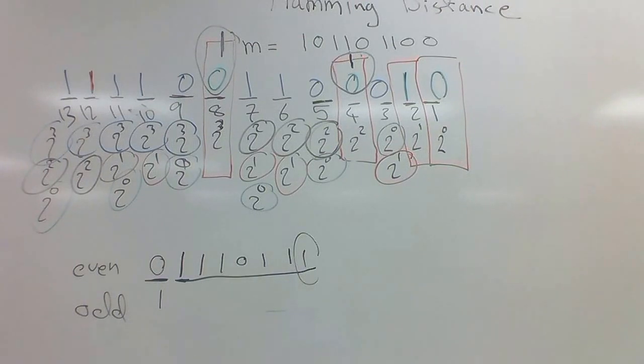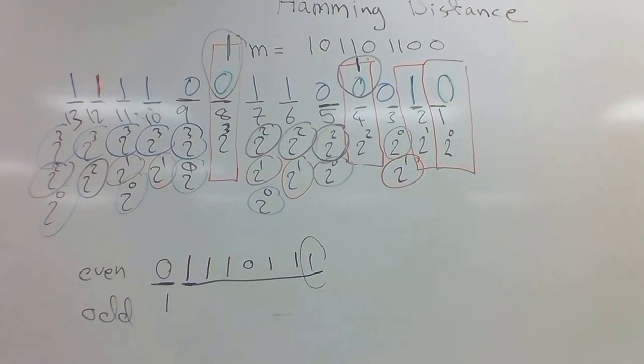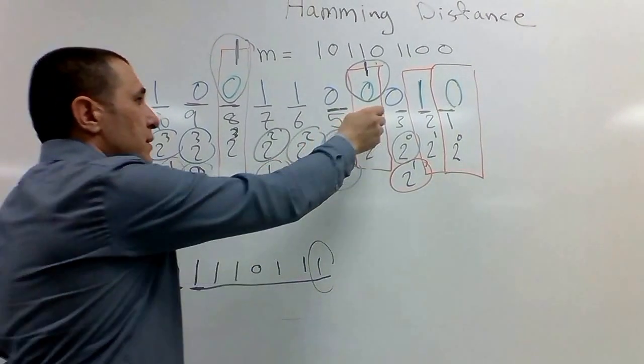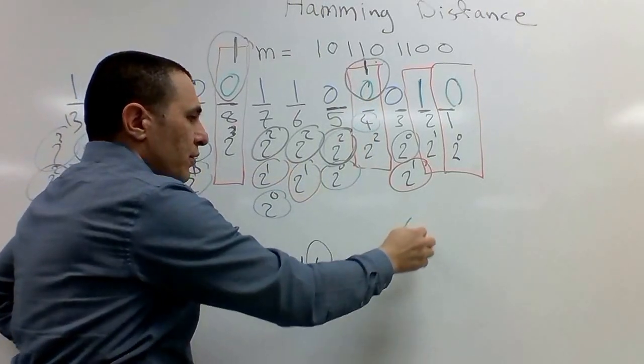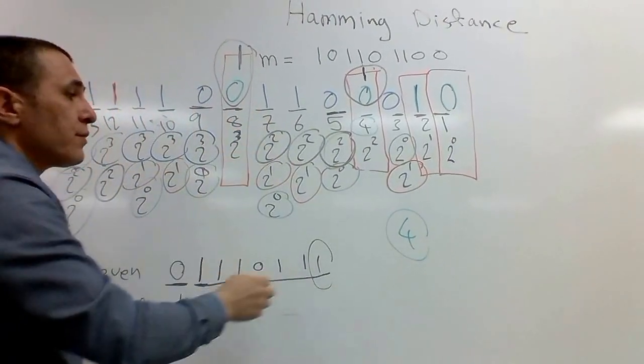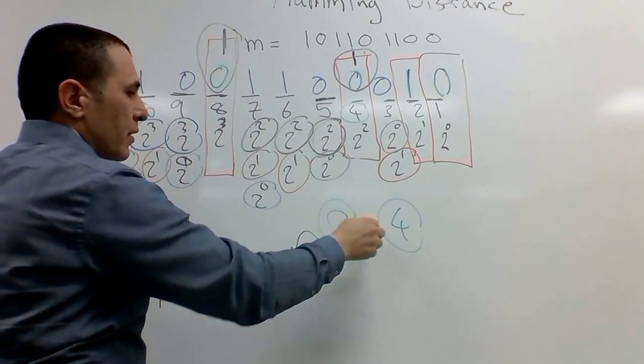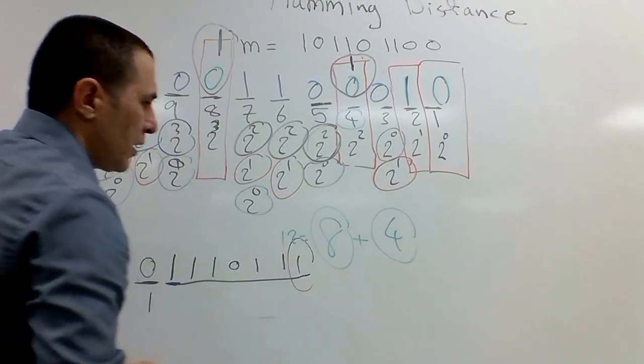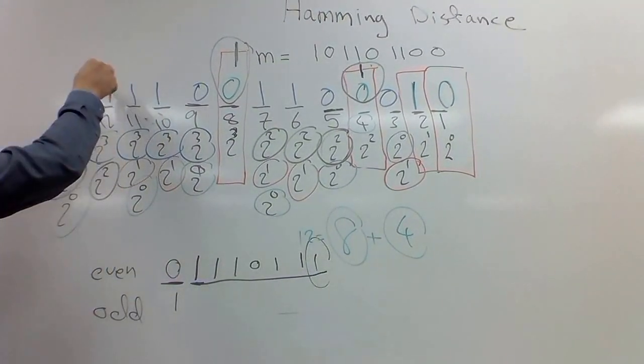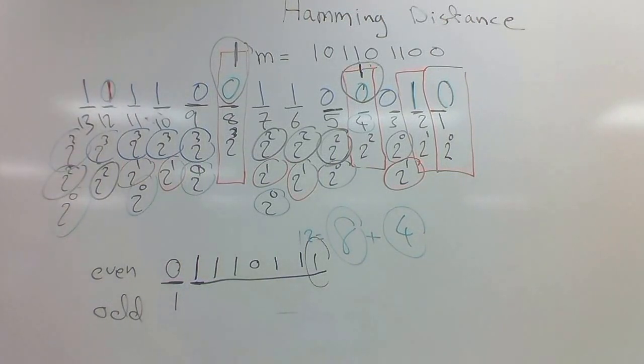So what do we do? What's this bit number? 4. And this is 8. Which is 12 when I add them. I go to bit 12 and change it.